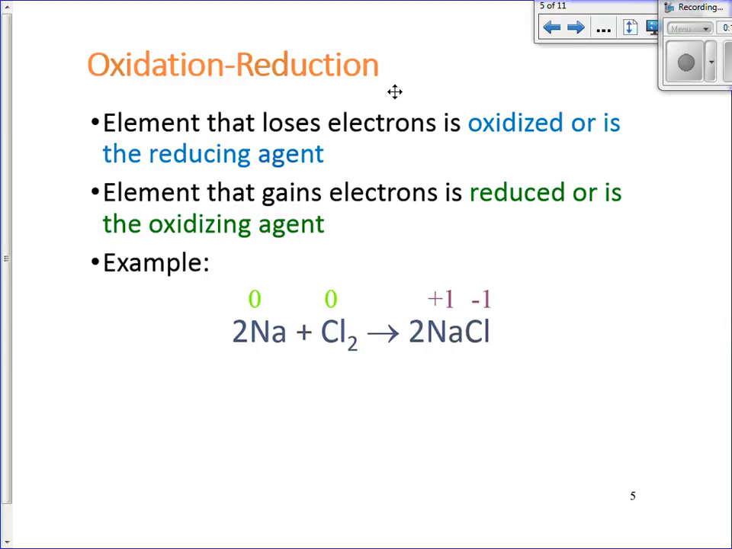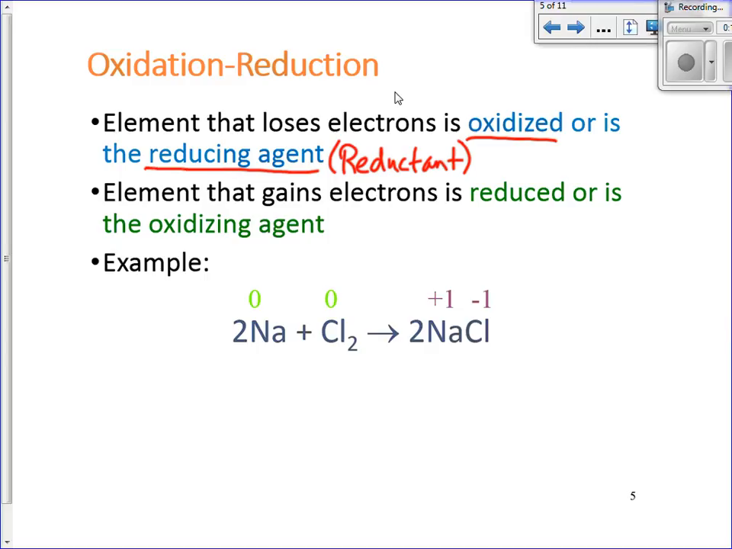Now for oxidation and reduction. Okay. The element that loses the electrons we say is oxidized. That's one of the key words. Or we can call it the reducing agent. And in your book, they also call it the reductant. So you might see that word in your problem set, the reductant. Okay?